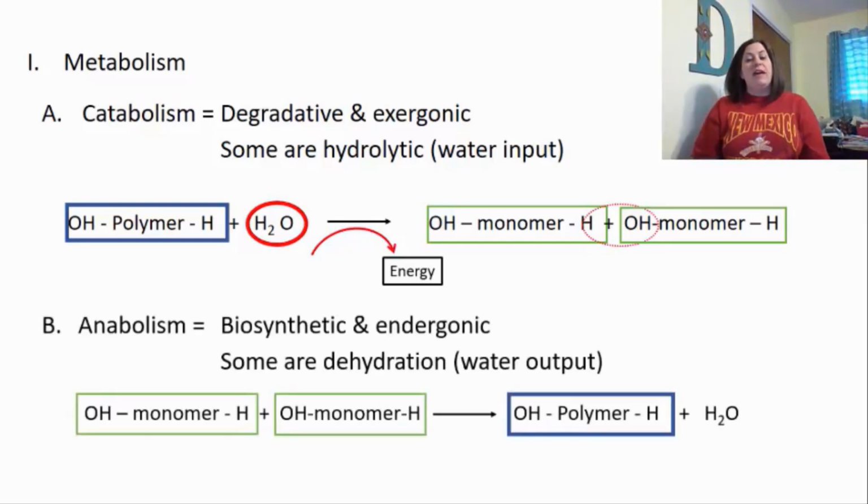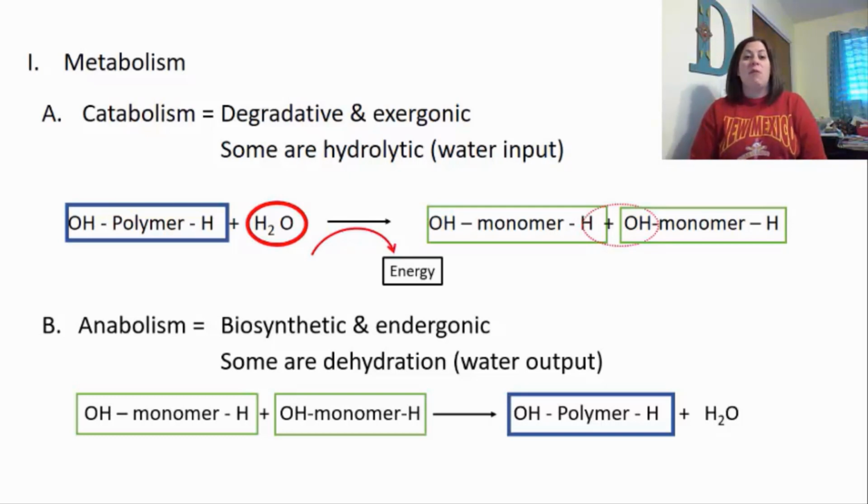On the other hand, we have anabolism. Anabolism is going to be a biosynthetic and endergonic type of reaction, meaning that we are going to build something and also we're going to put energy into the reaction. Now, some of these are considered dehydration reactions because we are going to be taking water out. So water is an output, meaning that it is a product of this type of reaction.